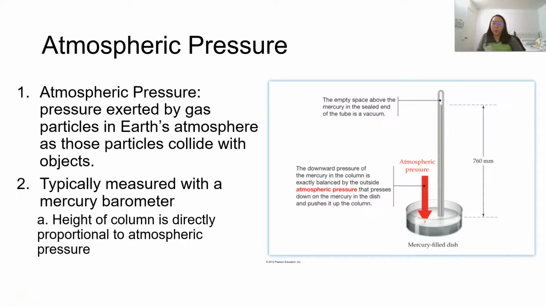Now let's talk about atmospheric pressure. Atmospheric pressure is simply the pressure exerted by the gas particles in our atmosphere as those particles collide with, just say, me, you, my hair, my bed, my computer. Those collisions create a pressure, and this pressure is what we call atmospheric pressure. Atmospheric pressure is typically measured by a mercury barometer. So this is what a mercury barometer looks like.